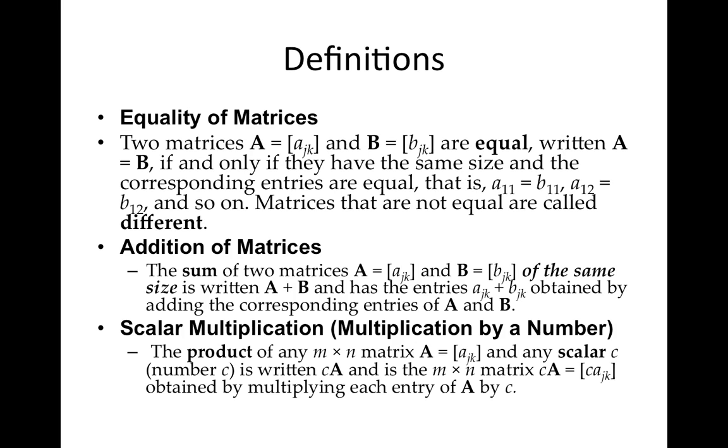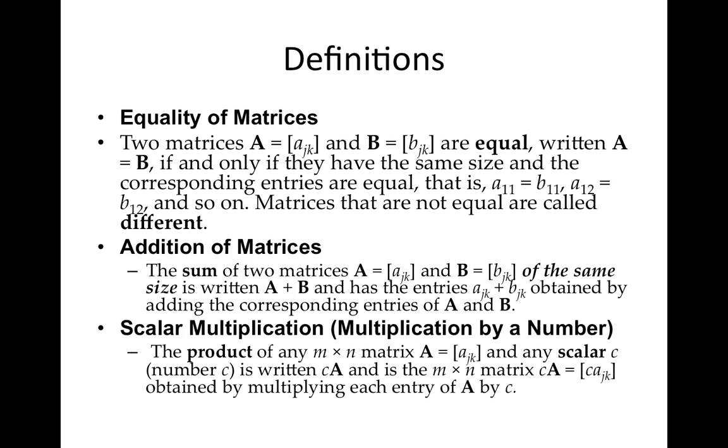When adding matrices, the sum of two matrices A and B, first of all, you have to have matrices of the same size if you're going to find their sum. And then you add element by element. So the j-kth element of A is added to the j-kth element of B, and then your corresponding result is a single matrix that is the sum A plus B.